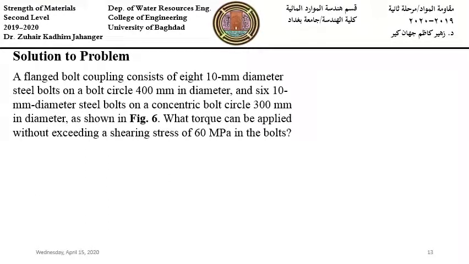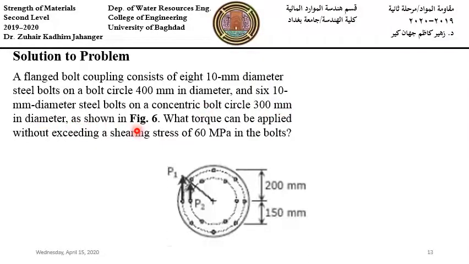Solution to another problem. A flanged bolt coupling consists of 8 10 mm diameter steel bolts on a bolt circle 400 mm in diameter, and 6 10 mm diameter steel bolts on a concentric bolt circle 300 mm in diameter, as shown in the figure. So two circles, outer and inner. What torque can be applied without exceeding a shearing stress of 60 megapascal in the bolts?